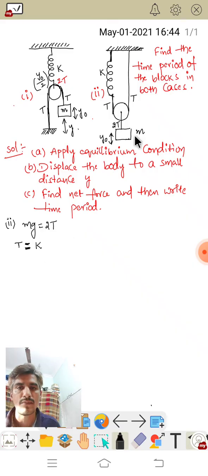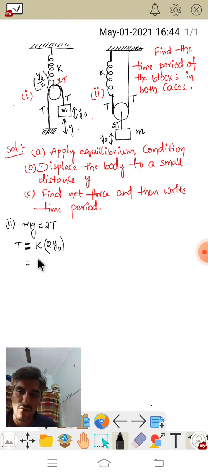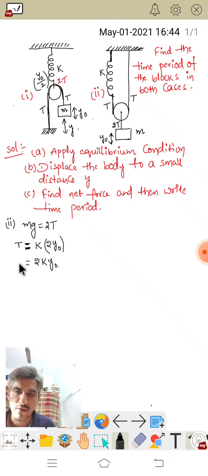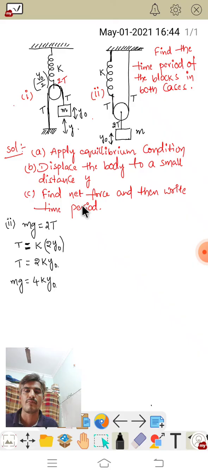T can be written as k into, suppose it is displaced to y naught distance, then what is the displacement of this spring here? It is 2 into y naught. Therefore, T can be written as 2k y naught. Now substitute the T in this equation so that you will get mg is equal to 2 into T, 2 into 2k y naught, which is equal to 4k y naught. This is the equilibrium condition that we have applied.